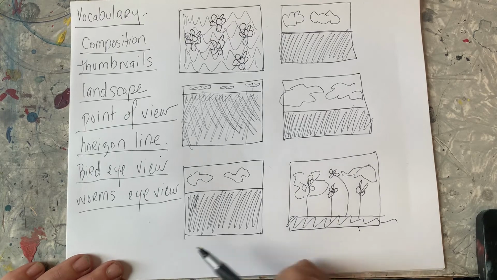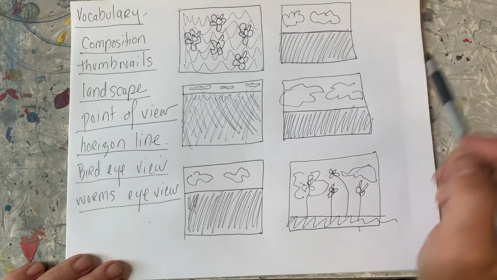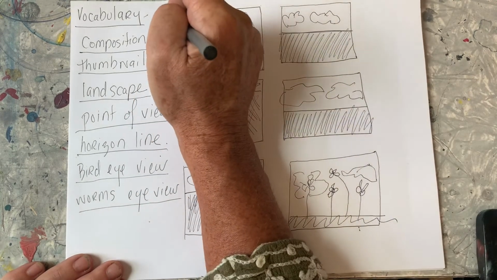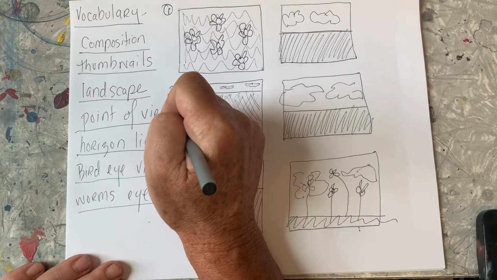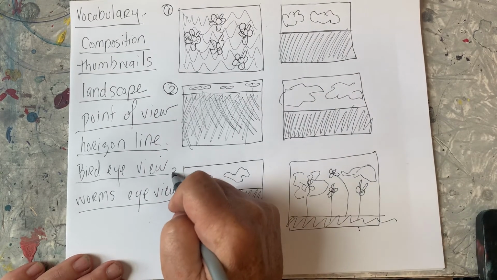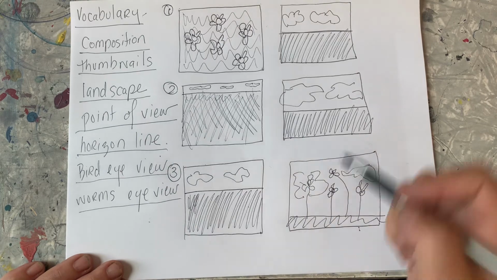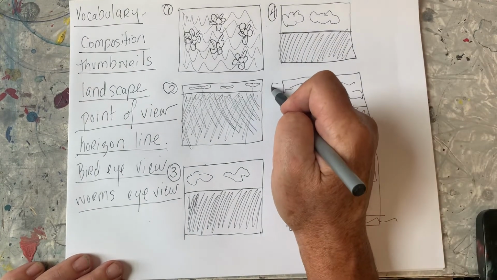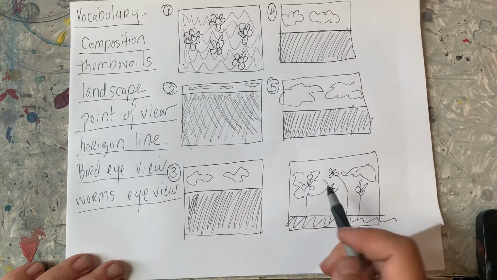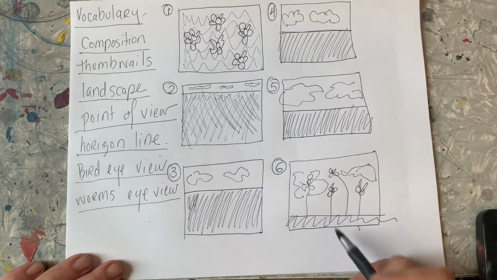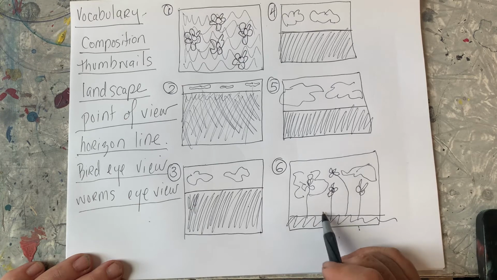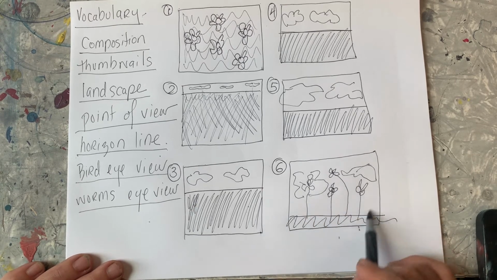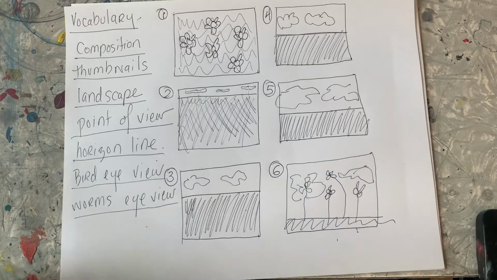Okay, so this is a progression. Number 1, we're in the sky. Number 2, we're coming down. Number 3, we're coming down even further. Number 4, we're coming down even further until we come to this one, which we call the worm's eye view, because literally we're like a little worm on the ground looking through the flowers. Okay?